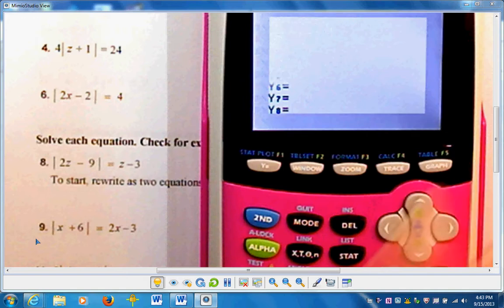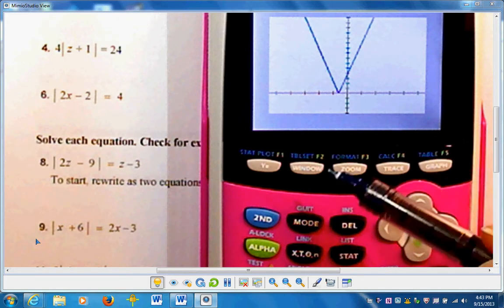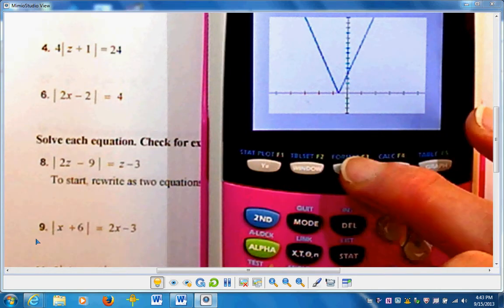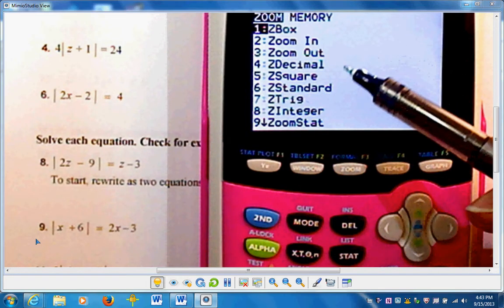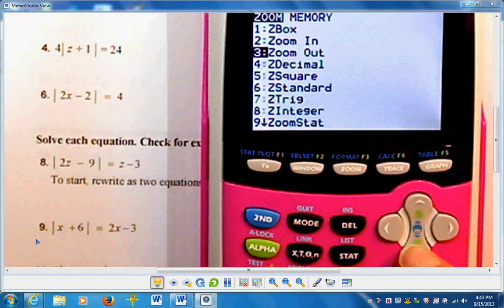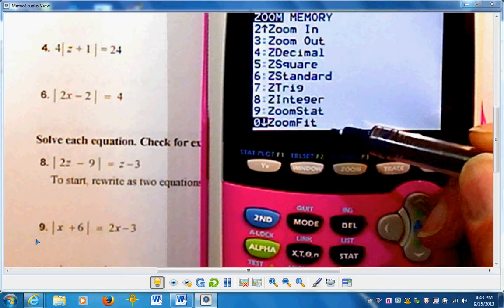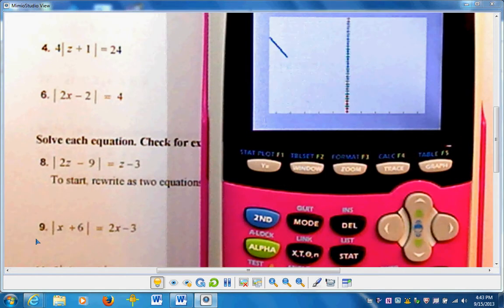And just as we had in the last problem, I am not going to be able to see my y is 24. So I can go ahead and I can change my window, or I could do zoom. Let's try zoom this time. So this time I'm going to do zoom, and there's such a thing called zoom fit. So I'm going to scroll down. Right there is zoom fit. So I'm going to push enter, and hopefully it works. It doesn't always work.